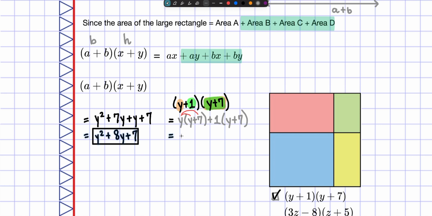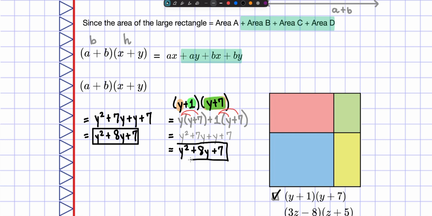If I multiply y times y, I get y squared. If I multiply or distribute y to 7, I get 7y. I continue that process here in the back. I'm going to distribute the 1 to both terms inside of my group. What does that result in? 1 distributed to y becomes 1y, or simply y. 1 distributed to positive 7 gives us plus 7. Opportunity to combine like terms. So let's go ahead and do that. We'll get y squared plus 8y plus 7.